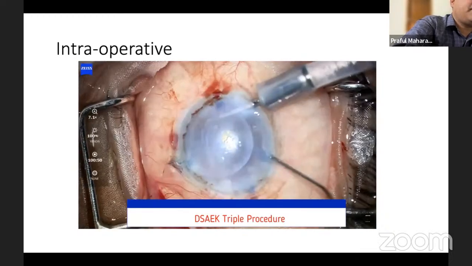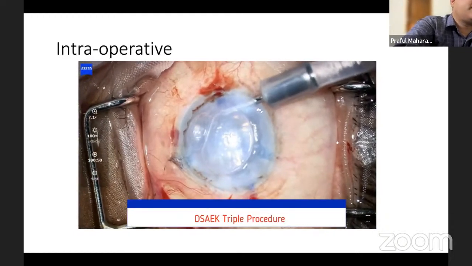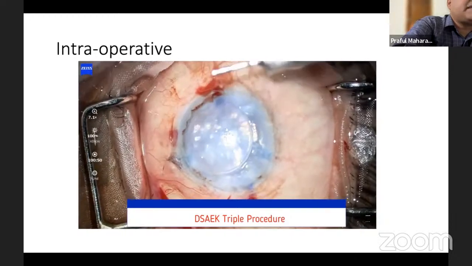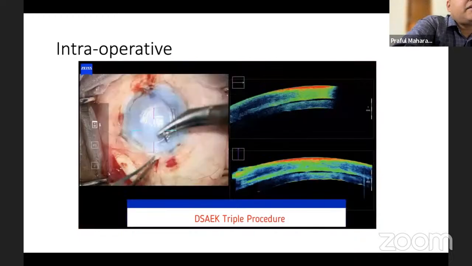After that, you can take out the AC maintainer and then inject some air, and by using a repeated stroking maneuver, you can center the graft. Since my incision is a little bit towards the clear cornea, it's not going to self-seal. So I'll try to put a suture here.